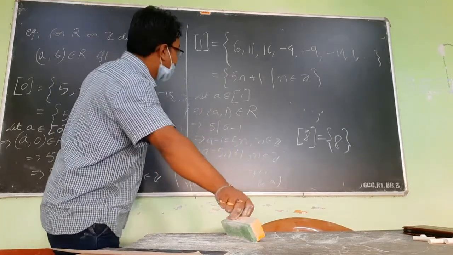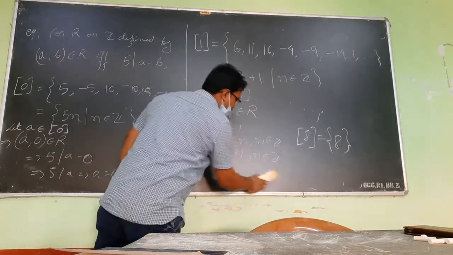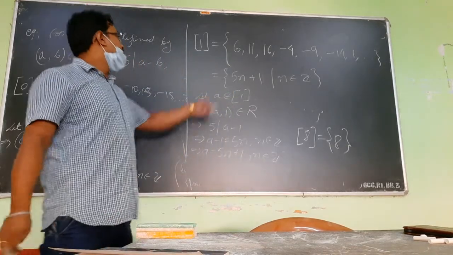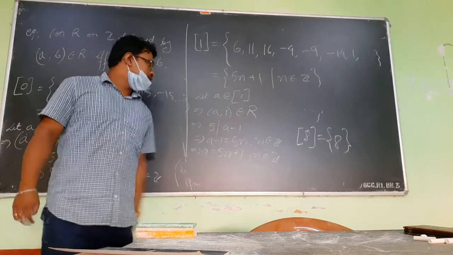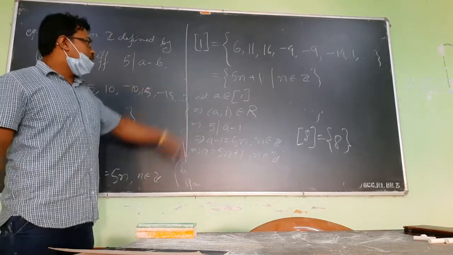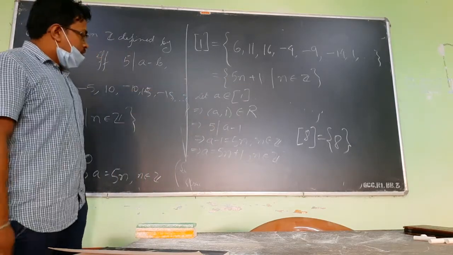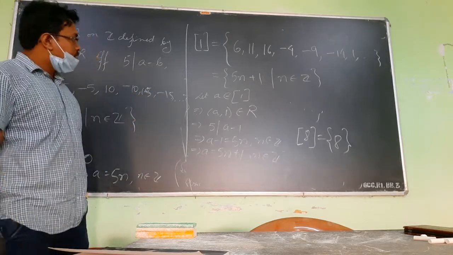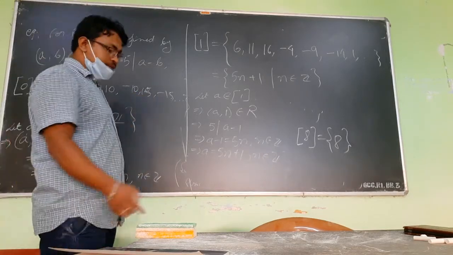So any element inside this is of this form. Any element inside this is of this form. So it is the set of all 5n plus 1 such that n belongs to integers.